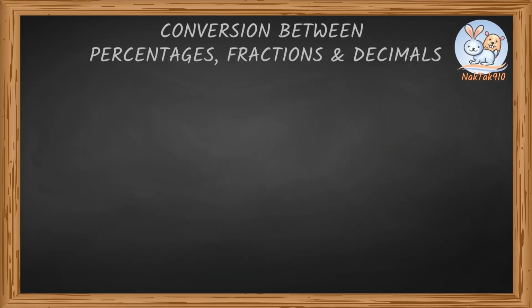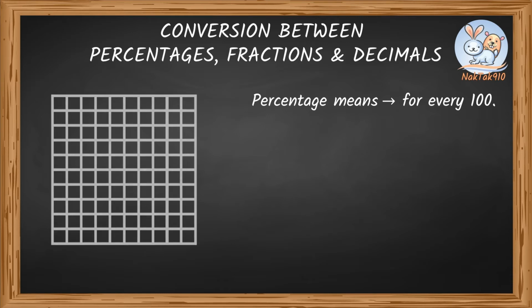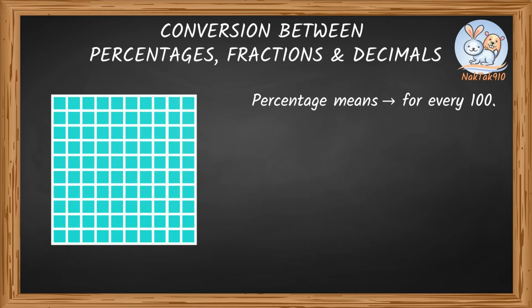Conversion between percentages, fractions, and decimals. In the previous lesson, we learned a little bit about percentages. Tak, would you like to recap, please? Sure, Nak. Percentage means we're looking for every 100. Say, for example, 100%. That means we are looking at all of it. All the 100 boxes are colored. Or out of 100 boxes, there are 100 colored boxes.